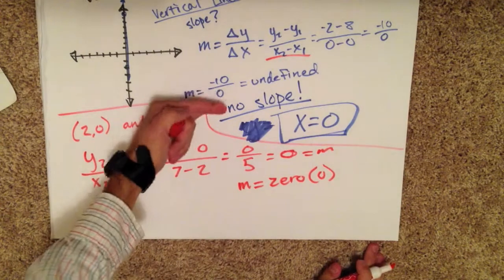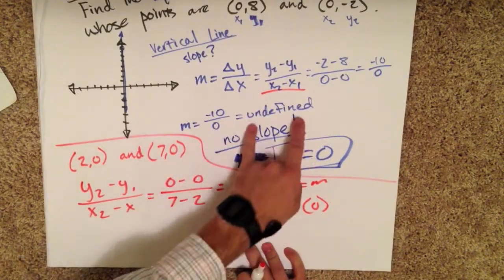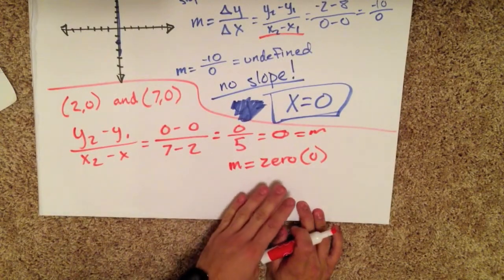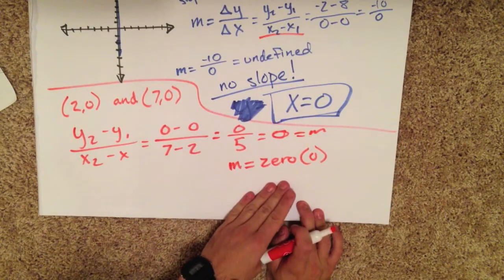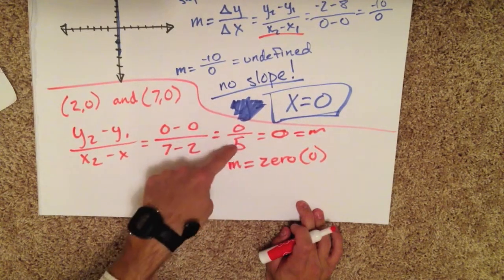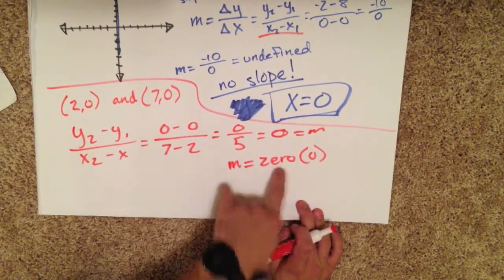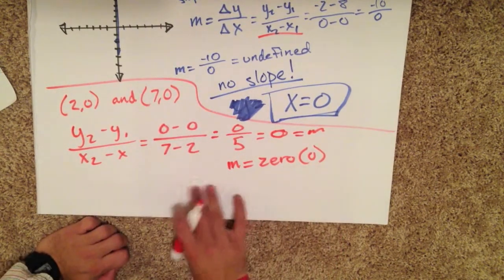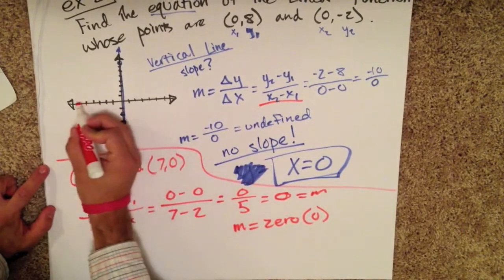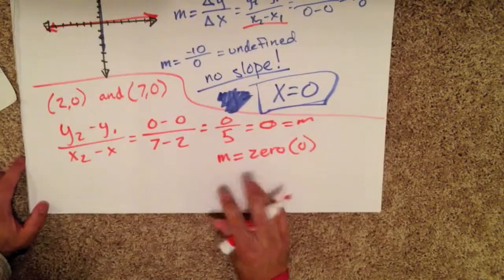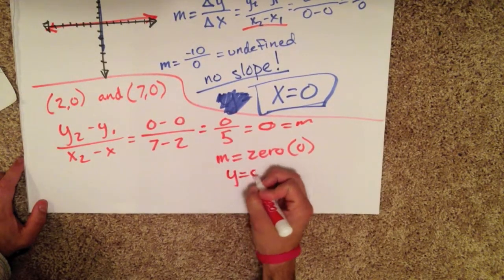This one has no slope because it is undefined with the 0 in the denominator. But this one has 0 slope because the 0 is in the numerator. When you divide 0 by 5, you get 0, so it has 0 slope. There is a big difference between these two. If you were looking at this on a graph, it would just be a line along the x-axis, where y is equal to 0.